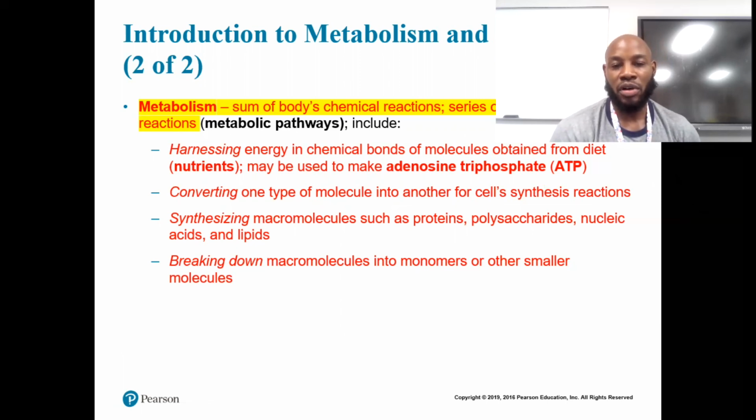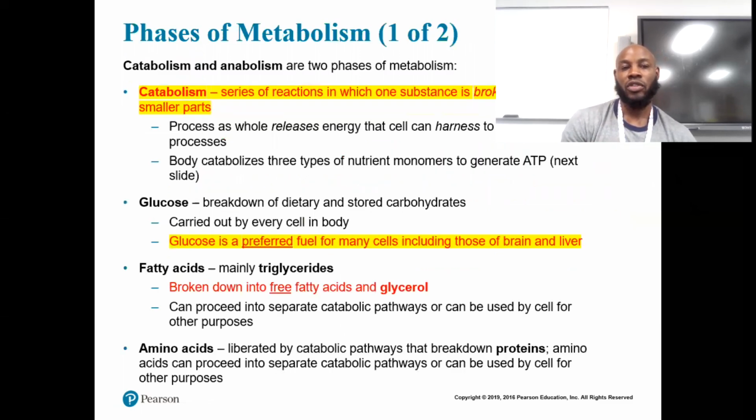We have the converting of one type of molecule into another for cell synthesis reactions. We can synthesize different molecules: proteins, carbohydrates, nucleic acids, lipids. We also have the breakdown, right? This is all metabolism. Metabolism is broken down into 2 basic sections: catabolism and anabolism. Catabolism is a series of reactions where we break something down. Processes usually release energy, and that energy can drive other reactions.